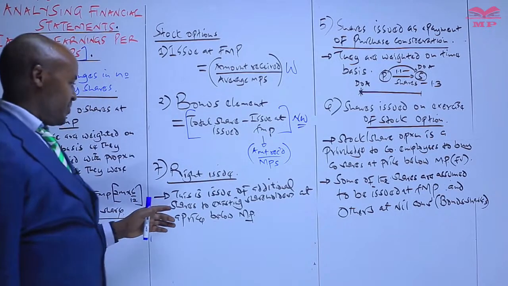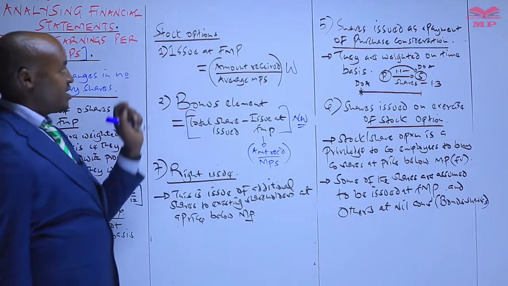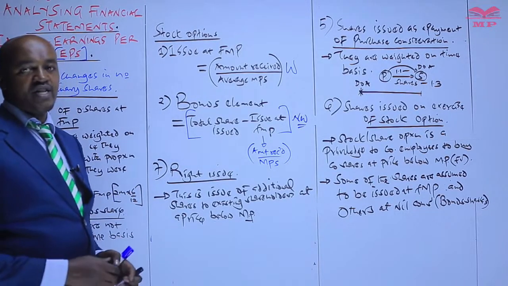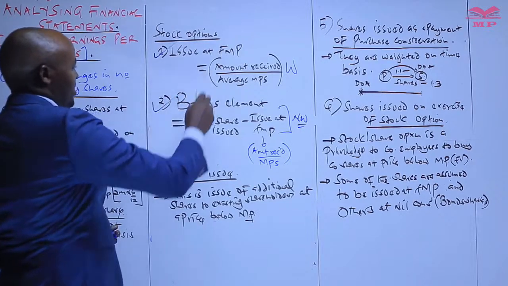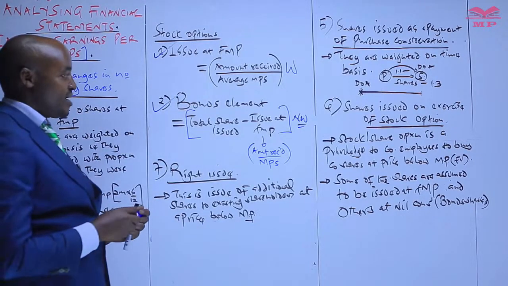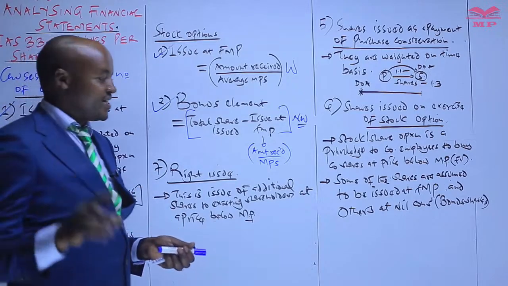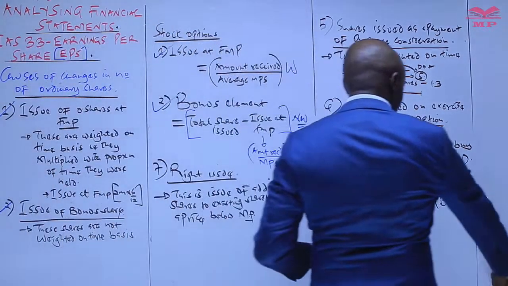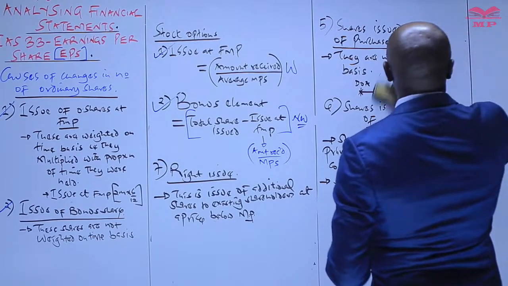Therefore, those particular shares which are issued by the company during the right issue, just like what you have done in case of a stock option, we split them into two components, into shares issued at full market price and the bonus element. But in terms of how we split these shares here, there is a slight difference from what you have done there. So let's look at how we split these particular shares.